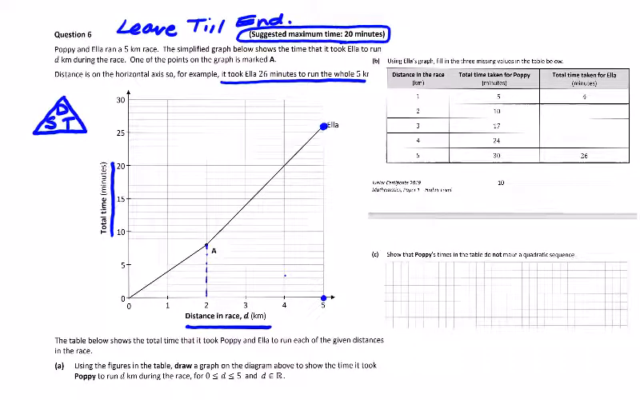So the table below, which we have on the right here, shows the total time it took Poppy and Ella to run each of the given distances. Using the figures in the table, draw a graph on the diagram to show the time it took Poppy to run d kilometers during the race, for d between 0 and 5. So we have Poppy 5, 10, 17, 24, 30. For Ella, we have 4, 2, 3 and 4 are blank. So we need to get the times here for 2, 3 and 4.